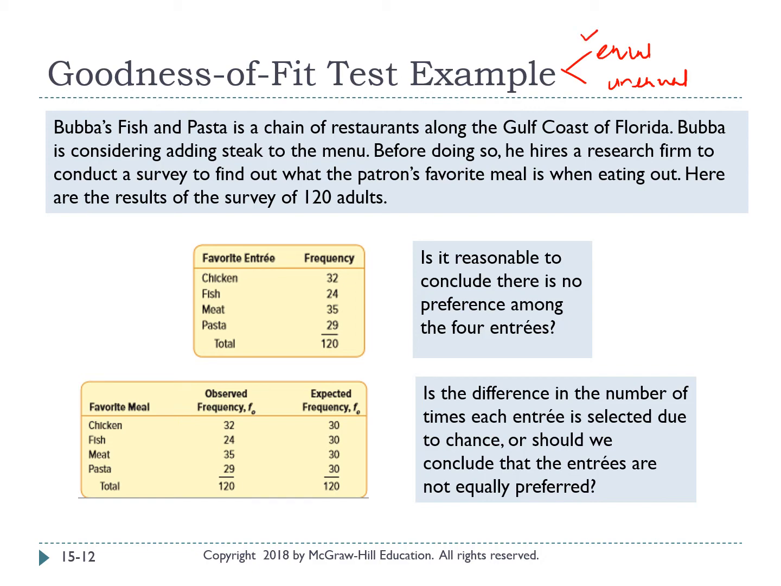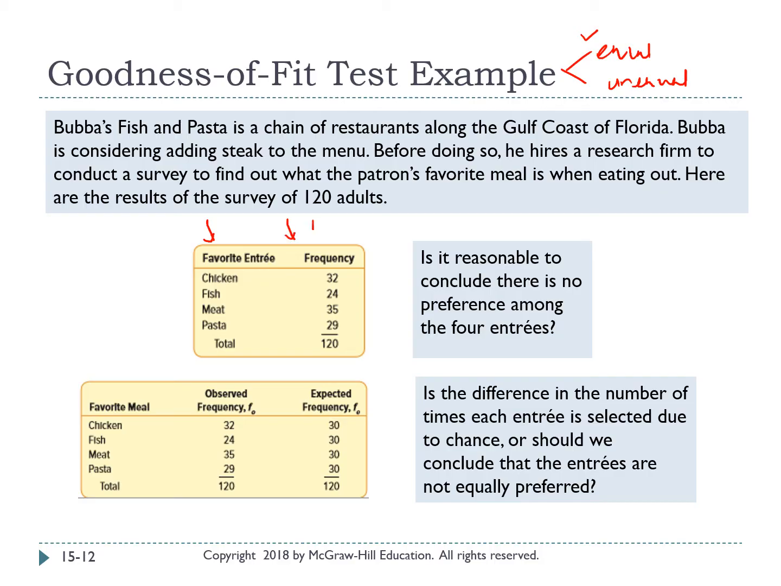Buba's Fish and Pasta is a chain of restaurants. Buba is considering adding steak to the menu. Before doing so, he hires a research firm to conduct a survey to find out what the patron's favorite meal is when eating out. Here are the results of the survey of 120 adults. So you can see the favorite entrees are chicken, fish, meat and pasta, and the frequency is also given here.